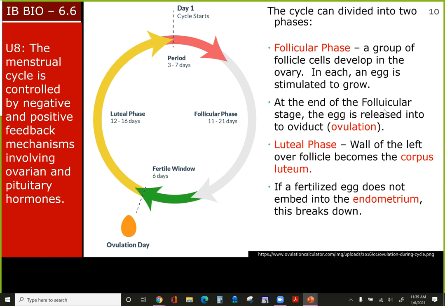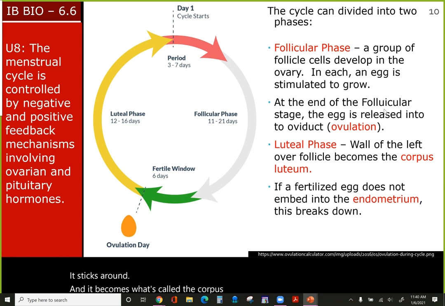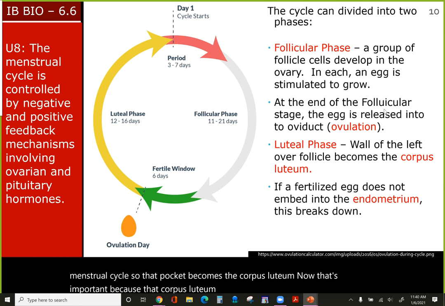Now, after ovulation, the egg is released, it goes into the fallopian tubes, it does its thing. But that pocket, that follicle that grew the egg, it sticks around. And it becomes what's called the corpus luteum. And this is the initiation of the luteal phase. This is the second major phase in the menstrual cycle. So that pocket becomes the corpus luteum. Now that's important because that corpus luteum actually secretes and emits its own hormones. So this is a really important part of the cycle.